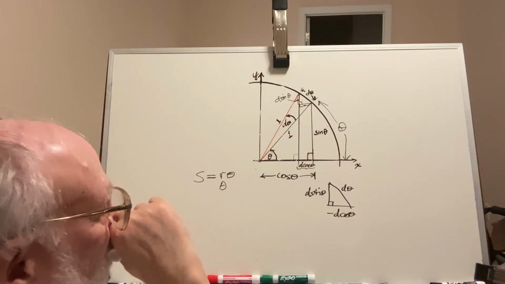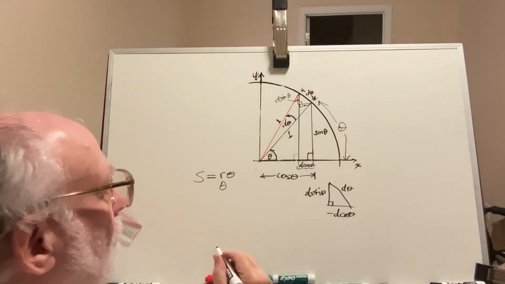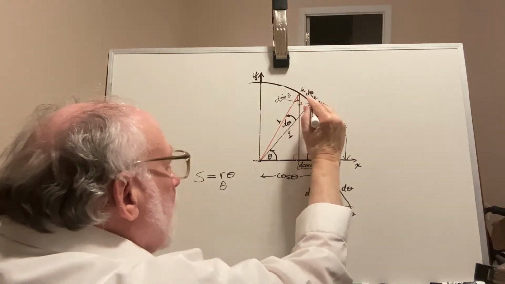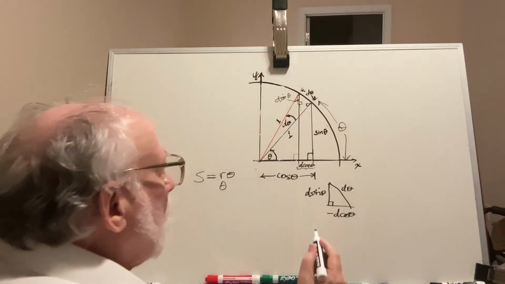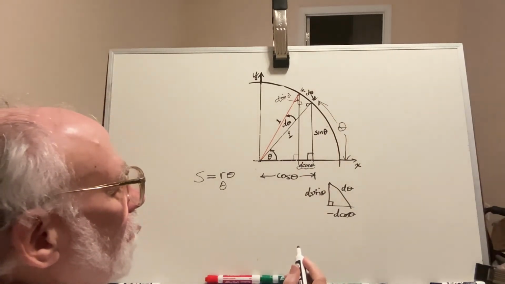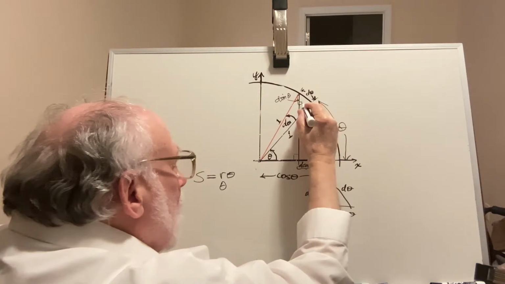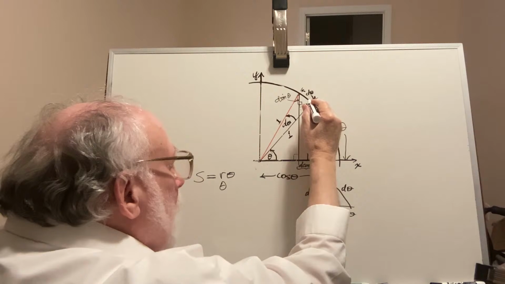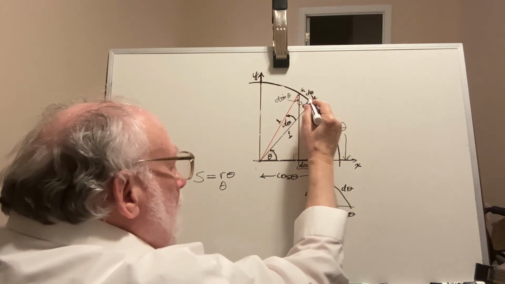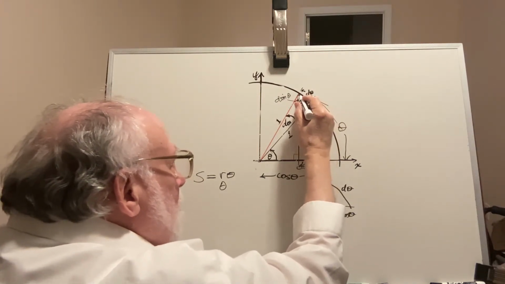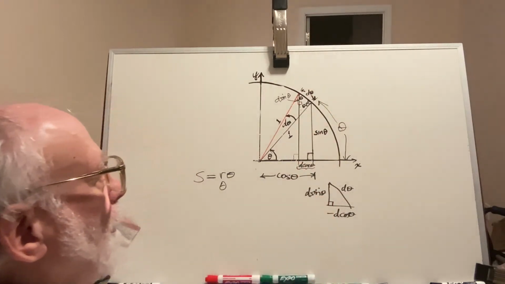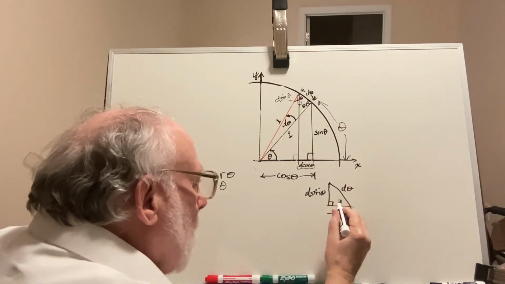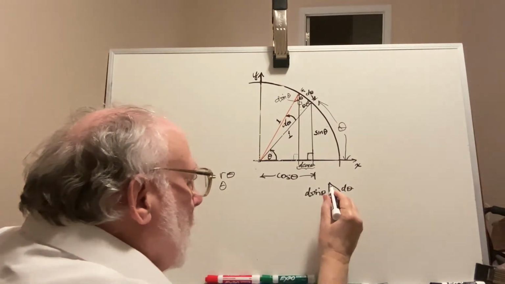However, this piece, this angle over here, is theta. And this angle over here is pi over 2 minus theta. Well, you know it as 90 minus theta. So this is also theta. All right, so this is pi over 2 minus theta, and this is theta.